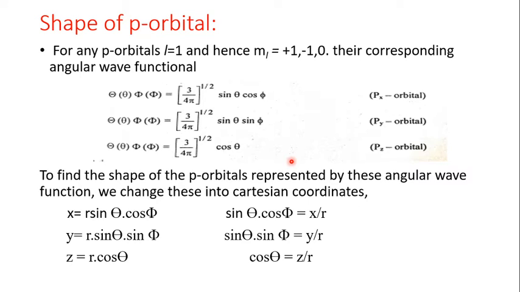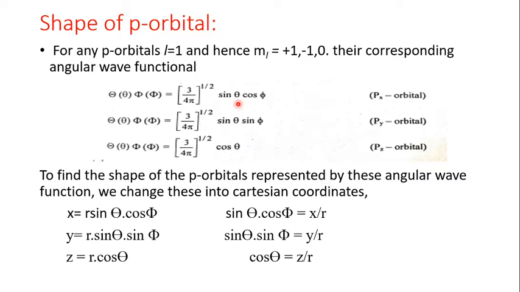To find the shape of the p orbital represented by this angular wave function, we change it into Cartesian coordinates. In the previous lecture, we converted Cartesian coordinates into spherical polar coordinates, where x was equal to r sin theta cos phi, y was equal to r sin theta sin phi, and z was equal to r cos theta. Now transferring these terms back into x, y and z, sin theta cos phi is x upon r, sin theta sin phi is y upon r, and cos theta is z upon r.